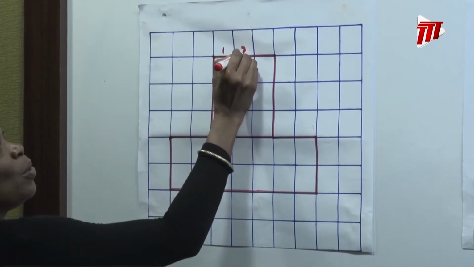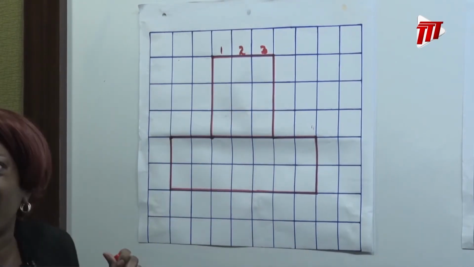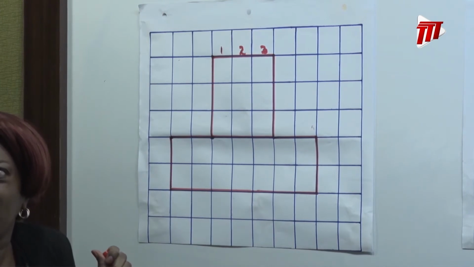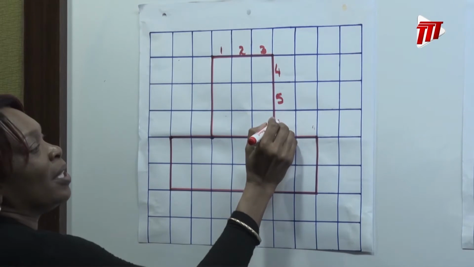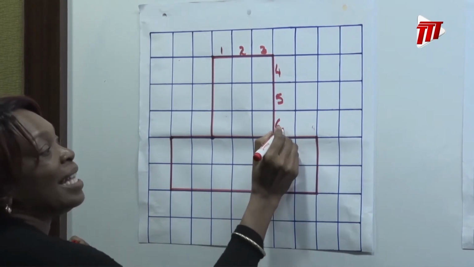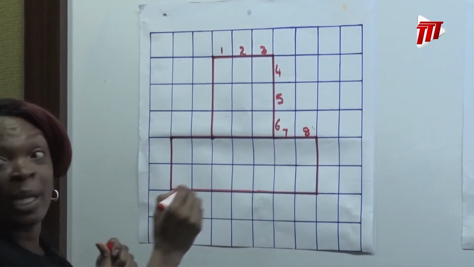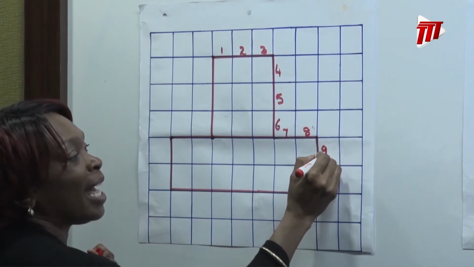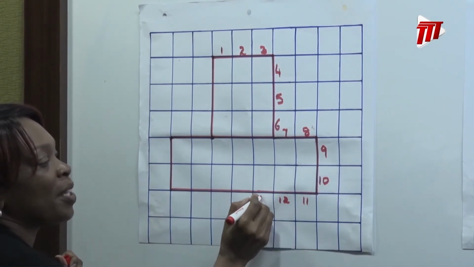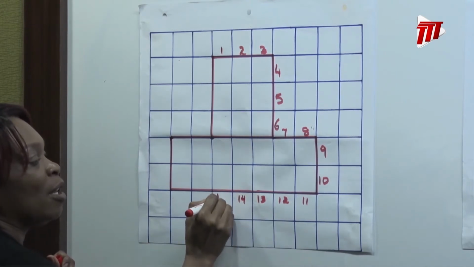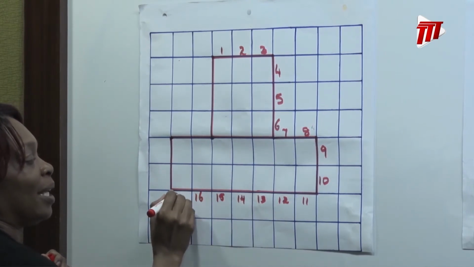1, 2, 3. I think I'm a little bit nervous. I want to make sure we get the 24. Let's go. 4, 5, 6. Remember, this is here. 7, 8. Keep on going. 9, 10, 11, 12, 13, 14, 15, 16, 17.